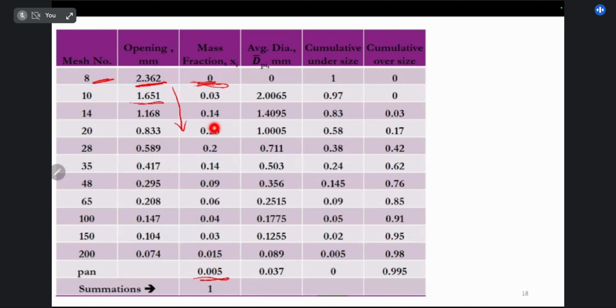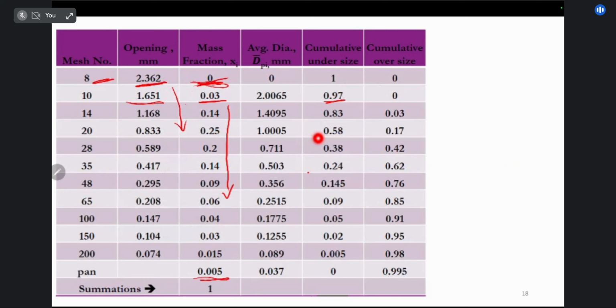And then if you talk about the second mesh, in the second mesh you have to do the calculation for all the material that passed through, for the cumulative undersize. So total 1 minus, or you can do it otherwise, 1 minus the material which is retained on that mesh, and then you will get the cumulative undersize. But if you talk about the cumulative oversize for this particular mesh, you can see nothing is there above this mesh, so that's why it is 0.